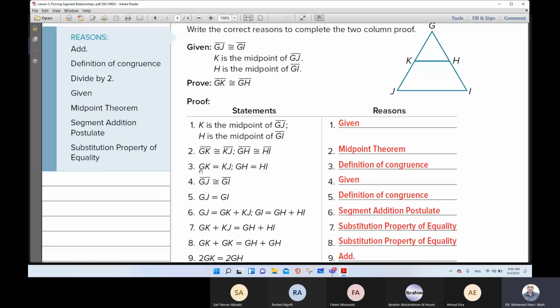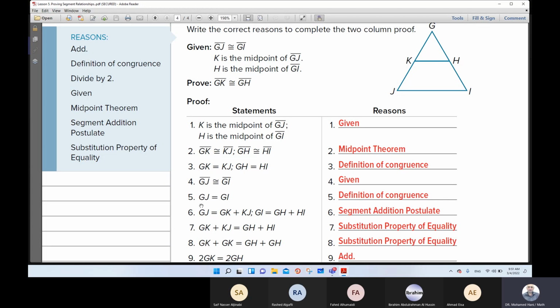So we can write GK equals KG, and GH equals HG. This is the definition of the congruence. So we can write, the segment GJ congruent with the segment GL. This is given. So we can write GJ equals GL. This is the definition of the congruence.